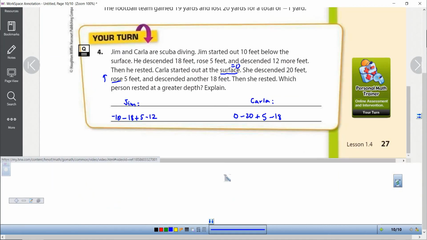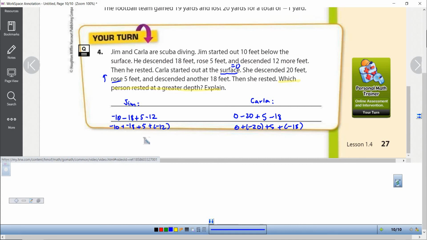Okay, which person is at a greater depth? So this is the question that we are trying to answer. Make sure you always know the question you are trying to answer. Okay, so next thing I'm going to do is change this to plus a negative 18 plus 5 plus negative 12. Subtracting a positive is the same as adding a negative. And over here, I'm going to do the same thing. 0 plus negative 20 plus 5 plus negative 18. Subtracting a positive is the same as adding a negative.